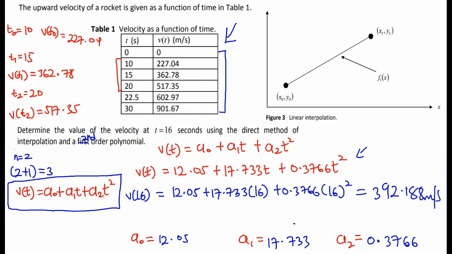So this is the answer you get when you are using a second order polynomial. You can also solve this using a third order polynomial and so on, up to the number of data points that you have. So this is how to apply the direct method of interpolation.